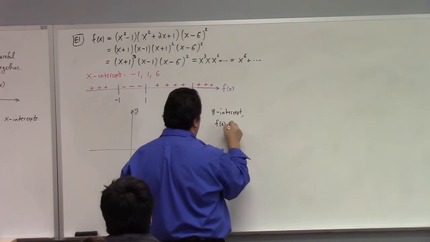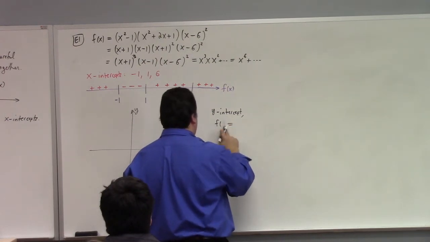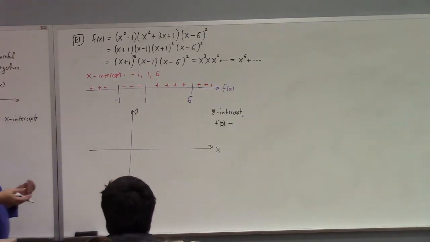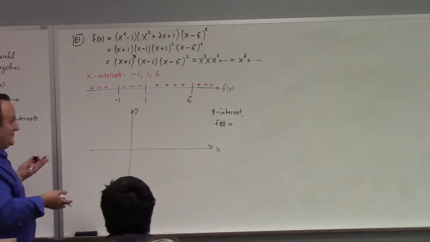What is f of 0 equal to here? You can't just read it off like my starting statement. We don't have the standard form. We haven't multiplied it out, nor do we want to multiply this thing out. Do you? I don't.